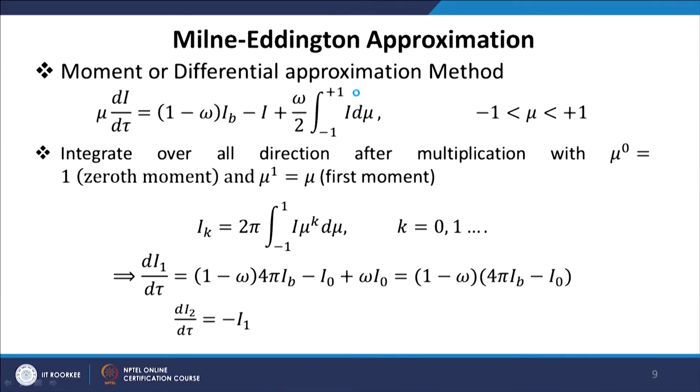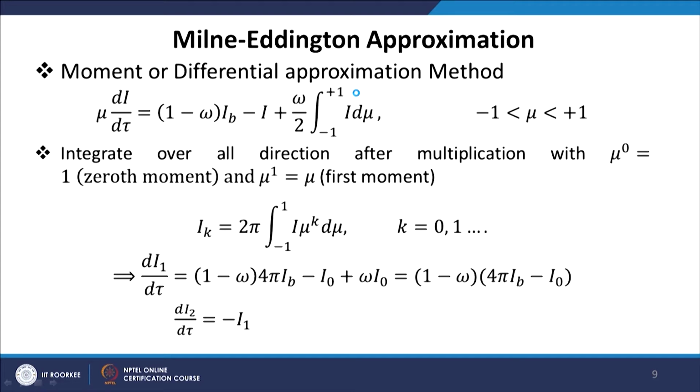The next method that we will discuss is the differential approximation or Milne-Eddington method. This method again is based on the approximation of intensity. As we discussed in the previous method, we approximated the intensity using isotropic with different upper and lower hemispherical intensity. This method is also based on the same concept where we are approximating the intensity. The mathematical procedure is a little different than the previous method.